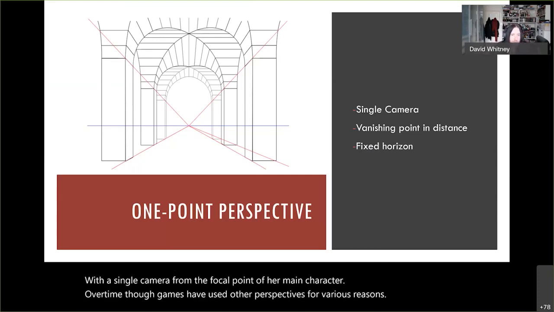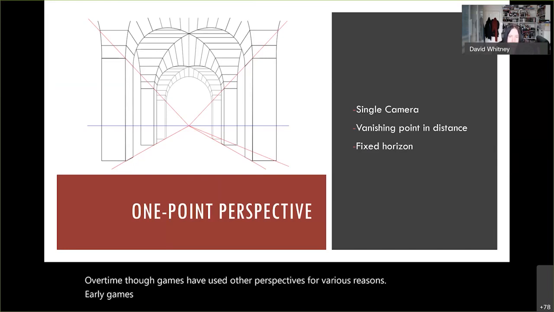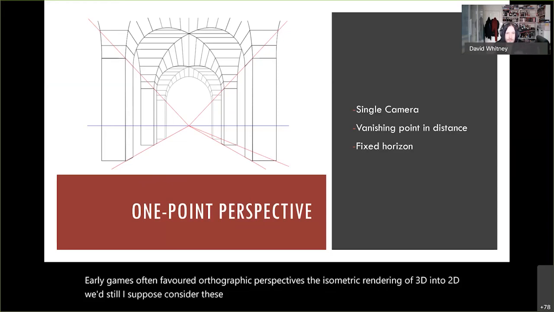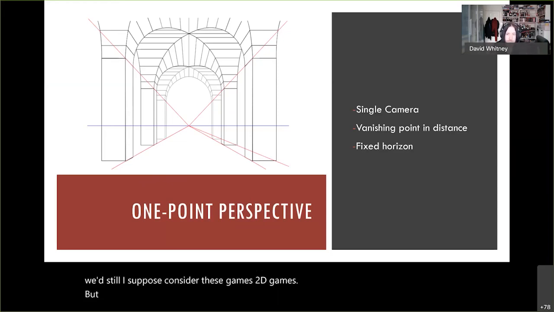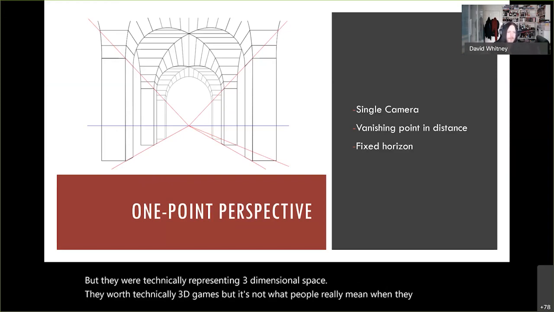Early games often favored orthographic perspectives, the isometric rendering of 3D into 2D. We'd still, I suppose, consider these 2D games, but they were technically representing three-dimensional space. They were technically 3D games, but it's not what people really mean when they say true 3D.